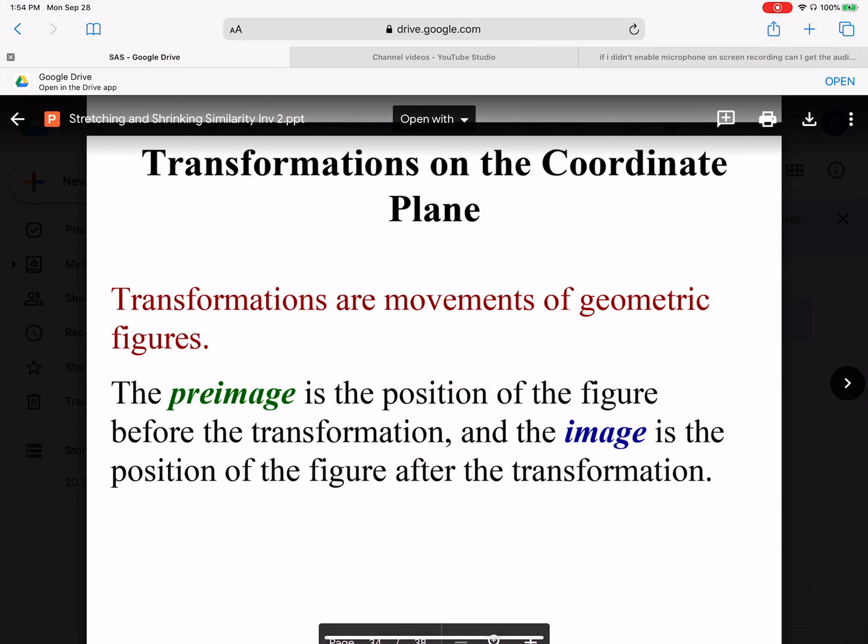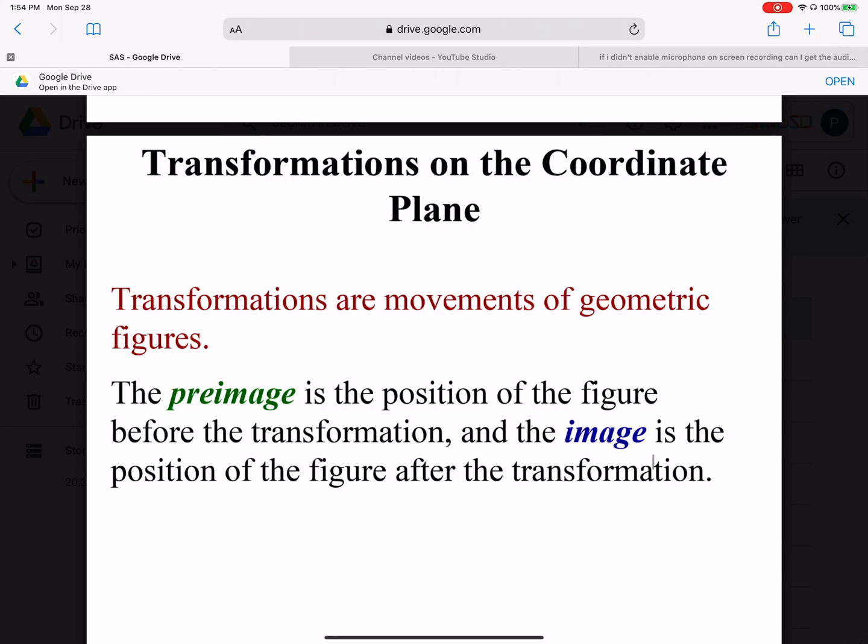So if I have a geometric figure, okay, it's the original one before it undergoes any sort of transformation. The position of it, the original one, is called a pre-image. Now, after it undergoes a transformation, it's just called an image. Either changes positions or it gets bigger or smaller or whatever. So remember, pre means before, so before the change, and then it's just image. Pre-image versus the image. Those are the only two words that you really need to know when we're talking about transformations.